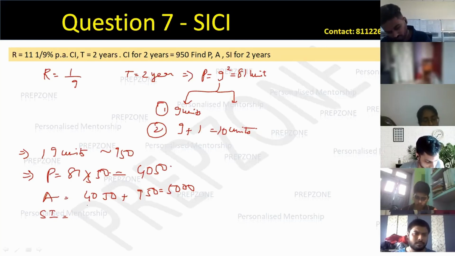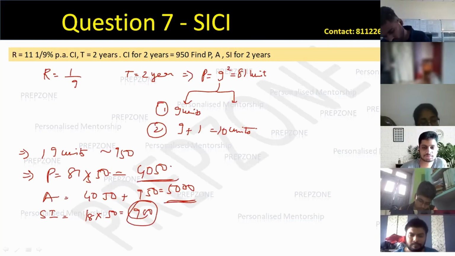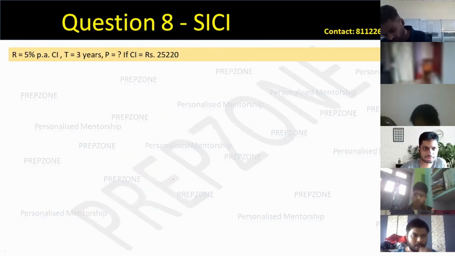No. Wait. How much will the simple interest be? Will it be 9 or 18? For 2 years. So for 1 year 9, then for 2 years 18. So 18 into 50, 900. Good. 900. Great. Now let's slightly change the figures and now solve it.